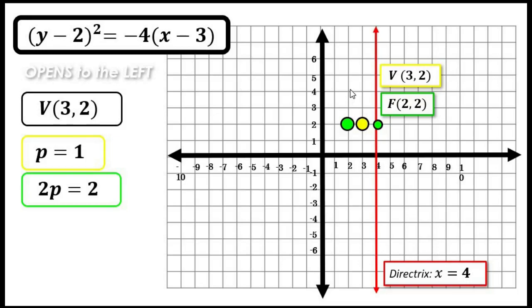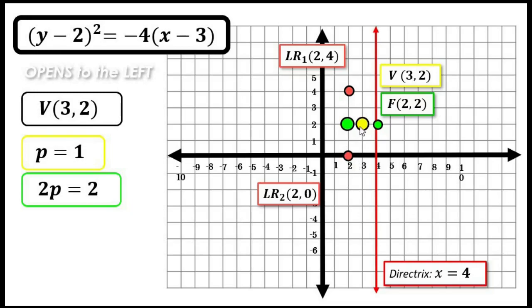So moving 2 units above will give us this point, the first endpoint of the latus rectum, which will be at (2, 4). Then moving 2 units below will lead us to this point, the other endpoint of the latus rectum, at (2, 0). Notice again that the focus is always aligned with the endpoints of the latus rectum. After that, we can now draw the curve.